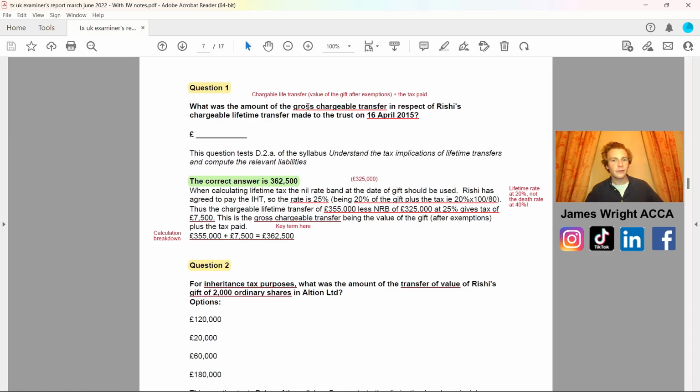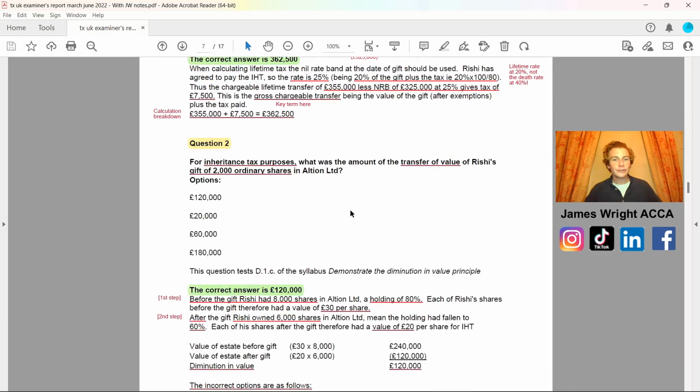That's the key thing, gross chargeable transfer, and hence you can see on my notes where the mouse is, the chargeable lifetime transfer. Notice the change there in the wording. The chargeable lifetime transfer was the 355,000 plus the tax paid, which was £7,500 in this case on there.